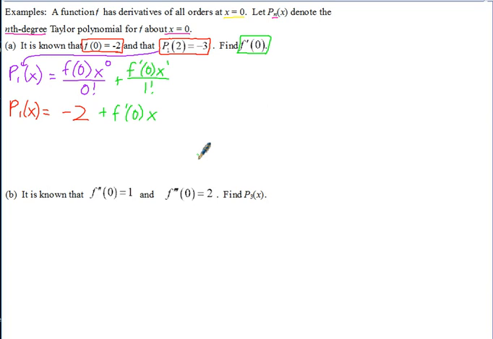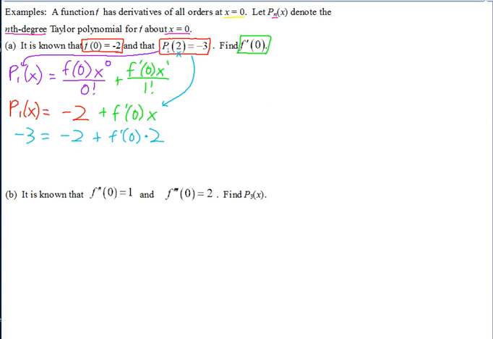So that's getting us a little bit somewhere. And now, notice this is really just a point on our first derivative. Sorry, not first derivative. Point on our first degree Taylor polynomial. So now, this is saying the first degree Taylor polynomial when x is 2 equals negative 3. So this is like our y here. So we know this equals negative 3 when x is 2. And notice now we have an equation we can use to solve for f prime of 0, which is what we're looking for in the first place.